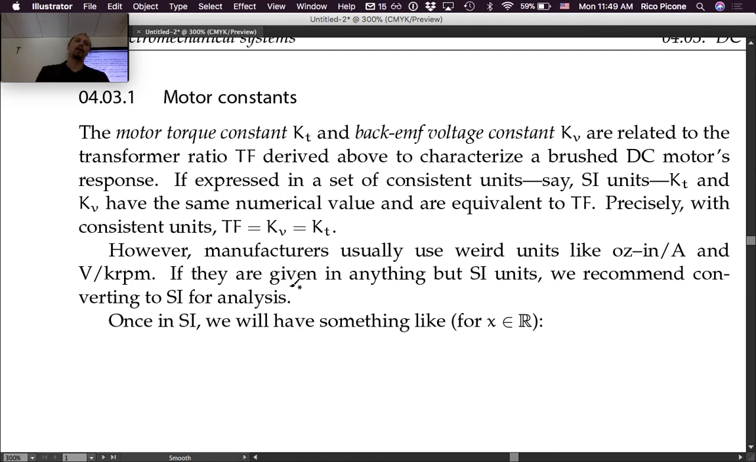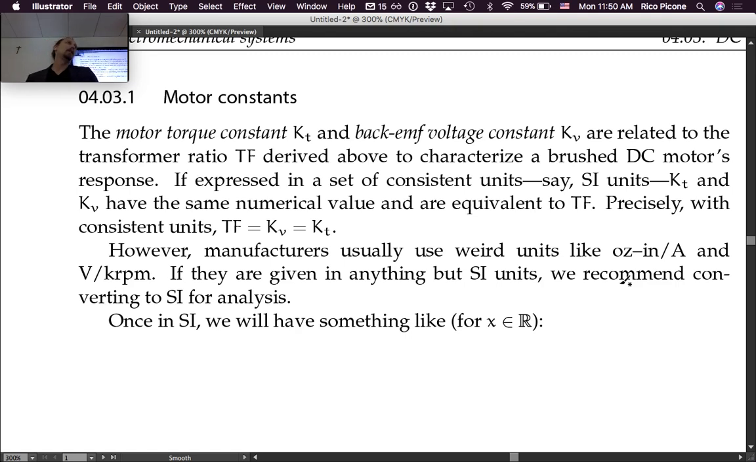And we're going to learn a little bit how to unpack that, how to crack what these things are, what they mean. However, manufacturers usually use weird units like ounce inches per amp for the torque constant and volts per kilo RPM for the voltage constant. And if they're given in anything but SI units, they won't have the same numerical value. So KT and KV will be different, which is just really frustrating. It won't be equal to TF.